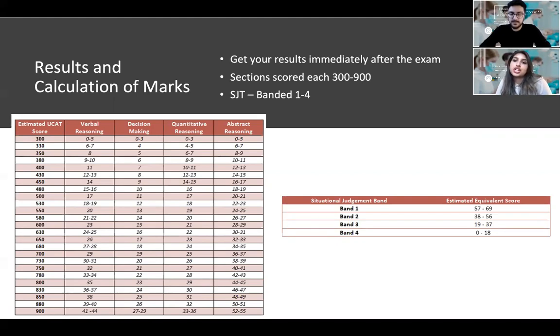As I said, situational judgment is marked quite differently. It's marked in bands from 1 to 4, and depending on the number of questions you get right determines the band that you're in. Band 1 is the top band, and band 4 is the lowest. Some unis look at bands and some don't, so it really just depends. We'll talk about that a bit later. You get your results immediately after taking your exam, just like Omar said with your theory driving test, you get the results straight away. It's the same system. And as I said, each section is scored between 300 and 900, apart from the situational judgment.